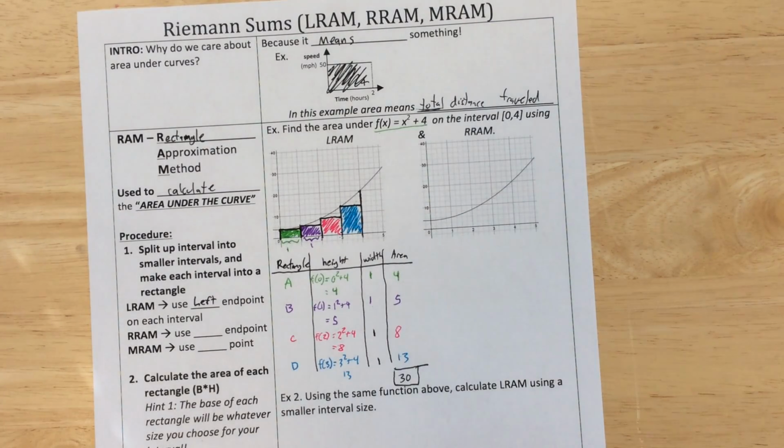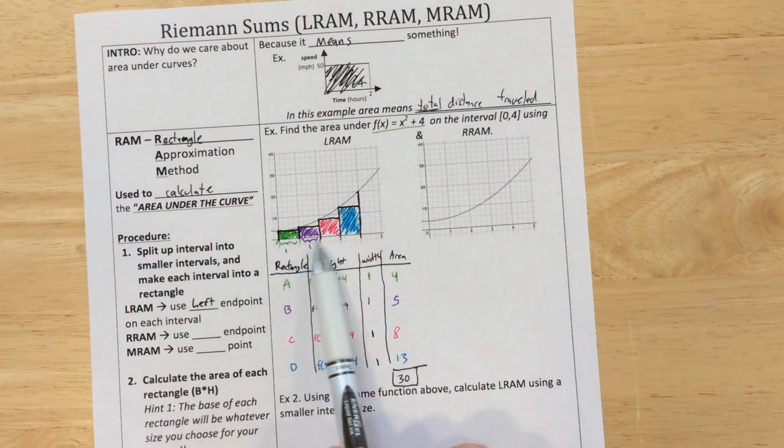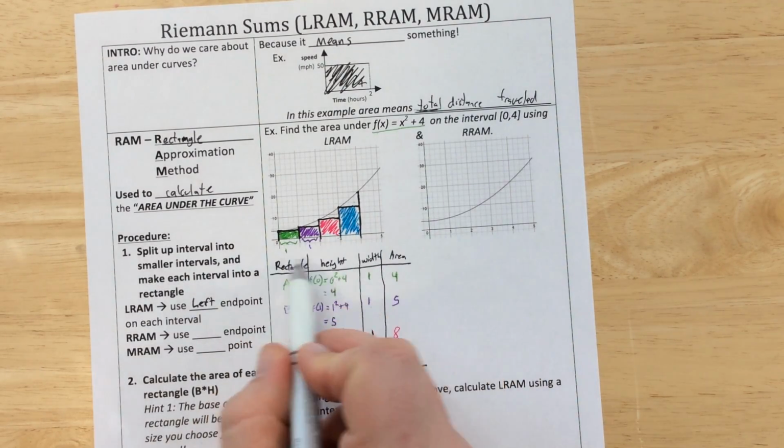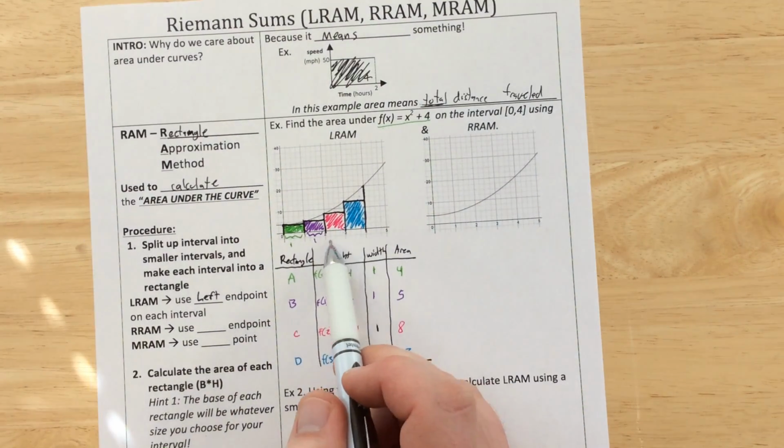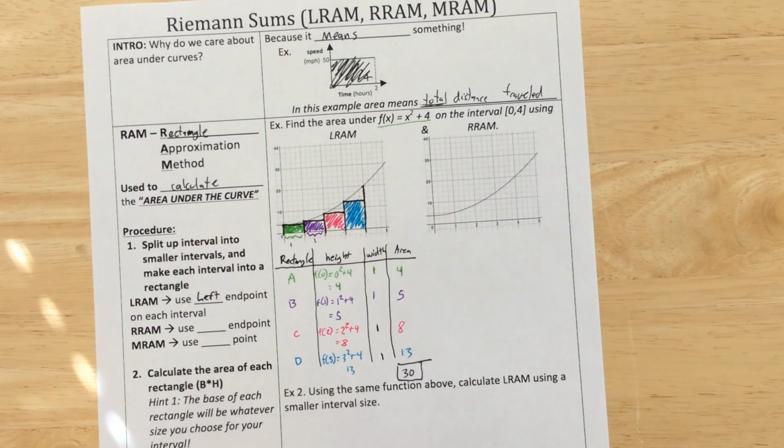But right now we're just learning this method for making rectangles and finding the area based on those rectangles. Your homework tonight will be a lot of examples just like this, where you're splitting up the interval into 4 rectangles. And just like in this example, on your homework, all of your rectangles will have a width of exactly 1. Gets a little harder if you use a different interval size.